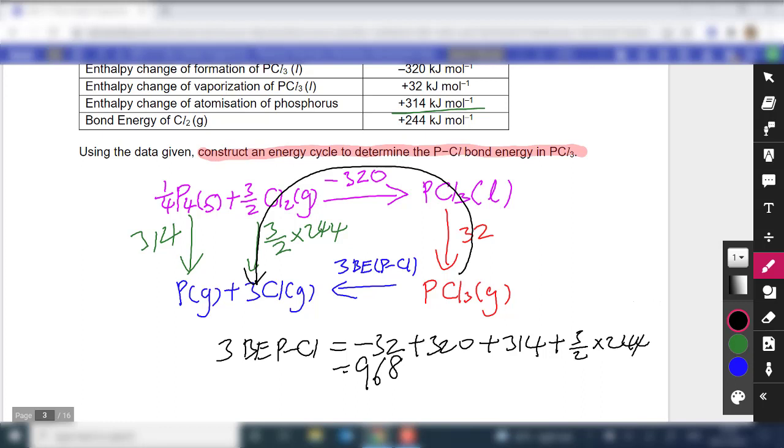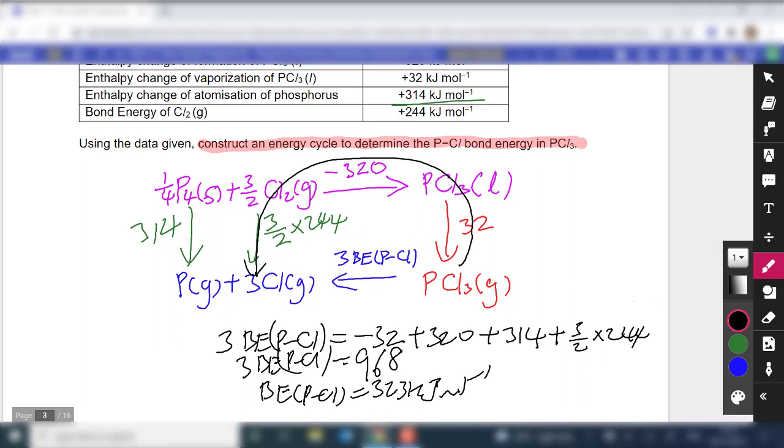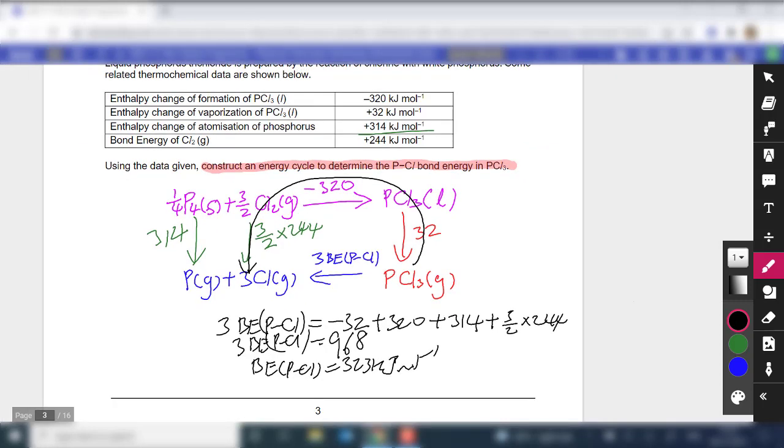So that is 3 times the bond energy of P-Cl. The bond energy of P-Cl will then be divided by 3, so I'm going to end up with 323 kilojoules per mole. Now you notice in some of your exams, when you calculate bond energy, you end up with a negative number. That is totally incorrect, because bond energy can only be endothermic by definition.